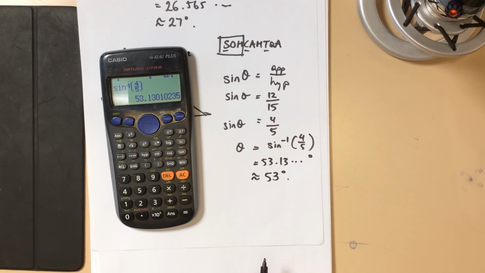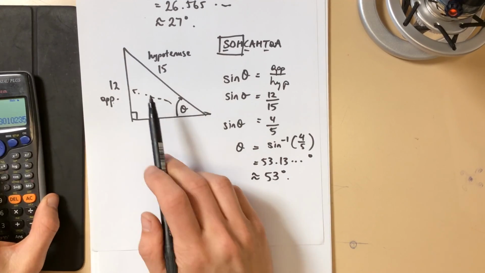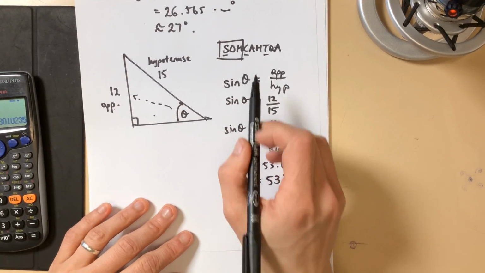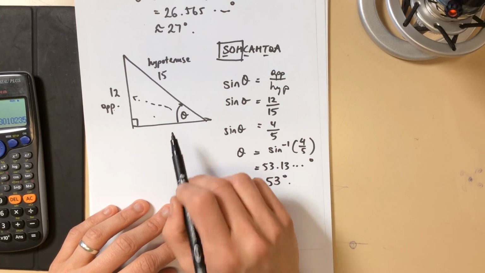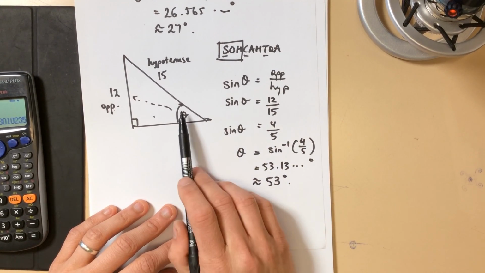This is really cool. Whichever sides we've got, we can always match them up to one of the trig ratios, and we can use that to find out any of the angles in the triangle.